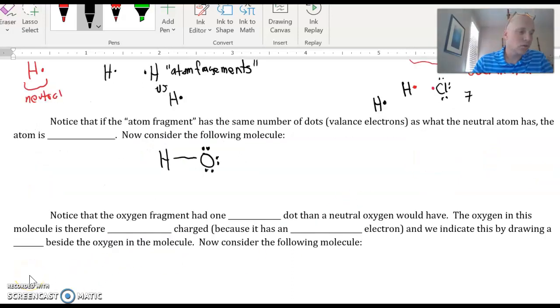All right. So again, if the atom fragment has the same number of dots, which represent valence electrons, as what the neutral atom has, it is neutral. All right, so here's the example where this is not going to be the case.